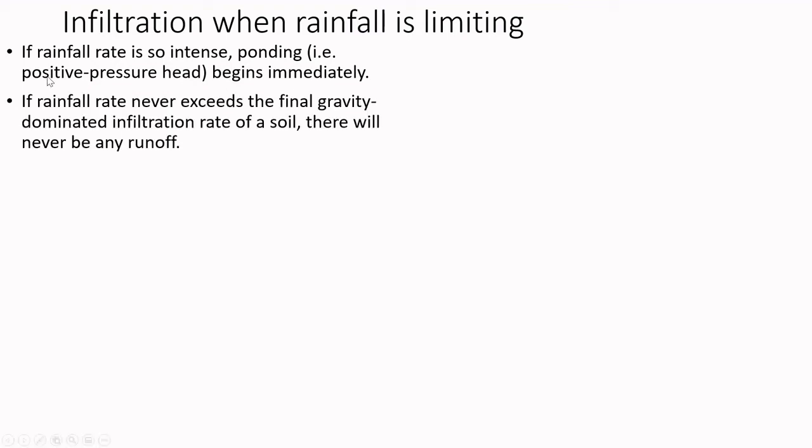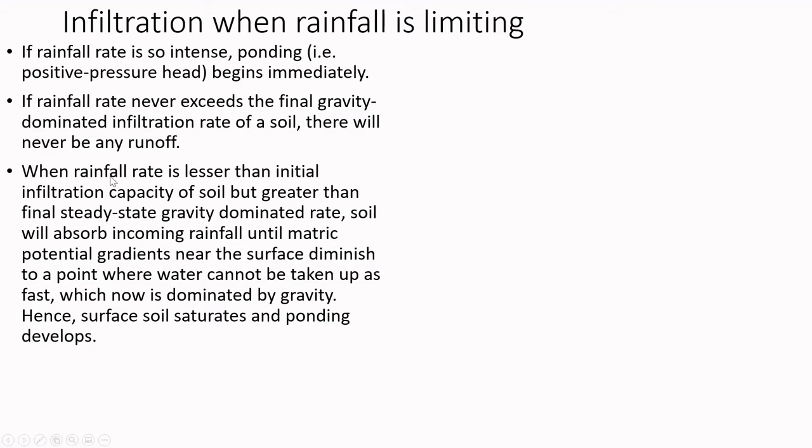Alright. So if rainfall never exceeds the final gravity dominated infiltration rate of the soil, there will never be any runoff. It means if the supply of rain is fully absorbed by the soil, fully infiltrated into the soil, there will not be any water left behind on top of the soil to be taken as runoff. So all the water that hits the soil will be absorbed when the rainfall rate never exceeds the final gravity dominated infiltration rate of the soil.